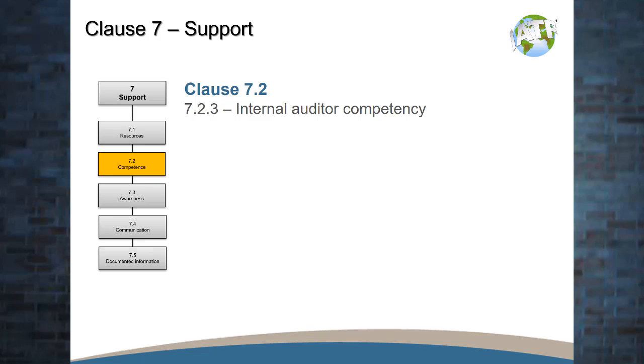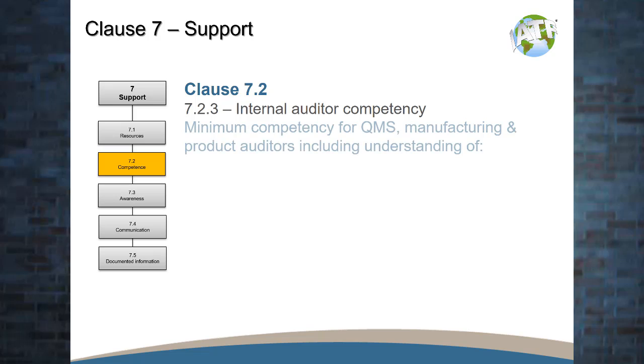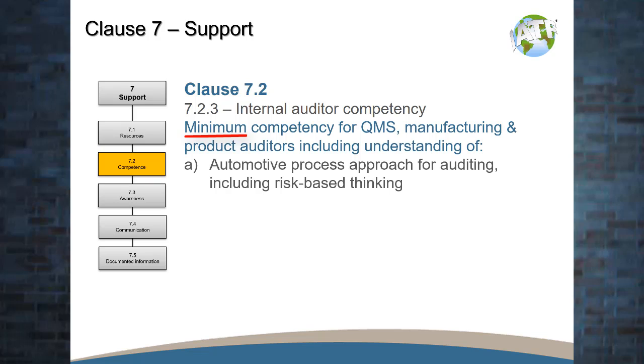Clause 7.2, specifically 7.2.3 internal auditor competency, we see quite a bit of new requirements here. First thing we see is minimum competency for quality management system manufacturing and product auditors, including an understanding of, and again it says minimum, automotive process approach for auditing, including risk-based thinking. So we have a slide or two or three in the next module looking at the process design and the automotive process approach from the IATF rules, so we'll get into that in more detail.